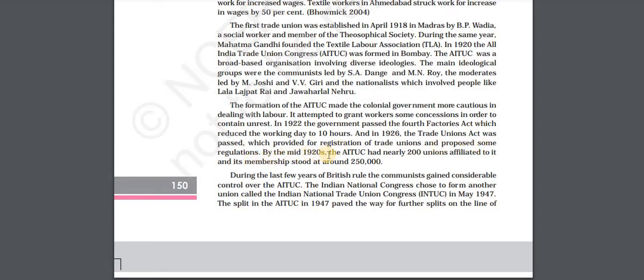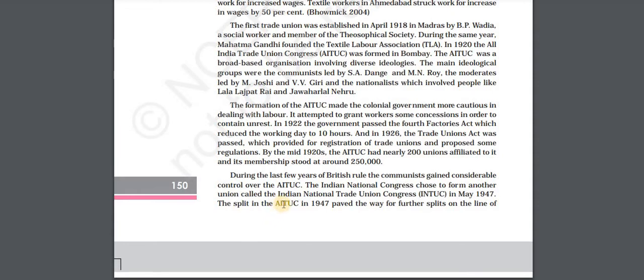By the mid-1920s, the AITUC had nearly 200 unions affiliated to it, and its membership stood at around 250,000. During the last few years of British rule, the communists gained considerable control over the AITUC. The Indian National Congress chose to form another union called the Indian National Trade Union Congress (INTUC) in May 1947.